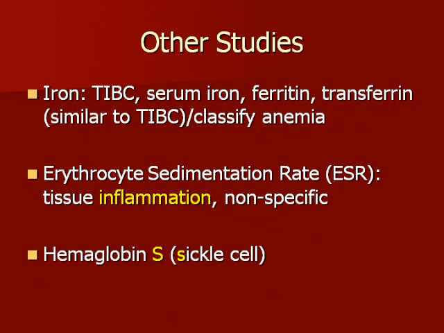Other studies, you want to know the total iron binding capacity, the serum iron, the ferritin, the transferrin. It helps you to classify the anemia. Sometimes it's important to know if they have a low anemia and low saturation. You have to give them iron before you give them Procrit or Epogen. So this helps you understand what is the source of the anemia and how best to treat it.